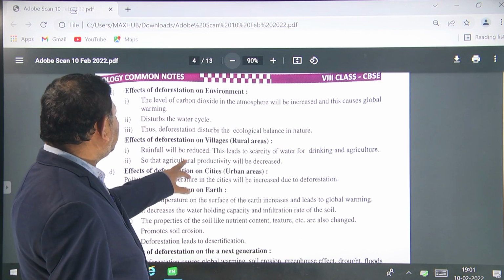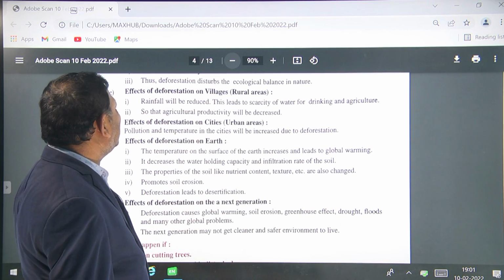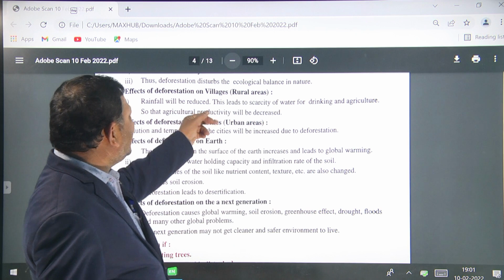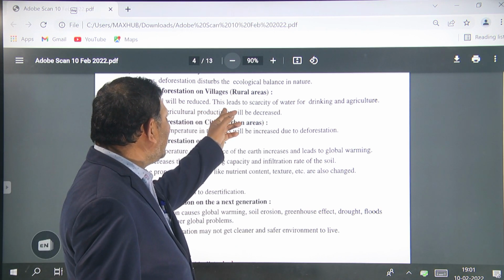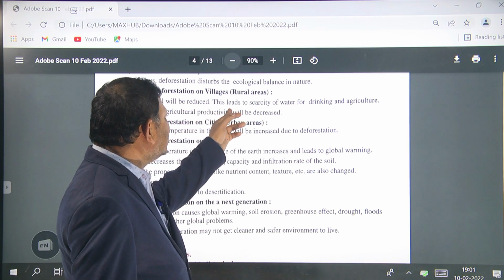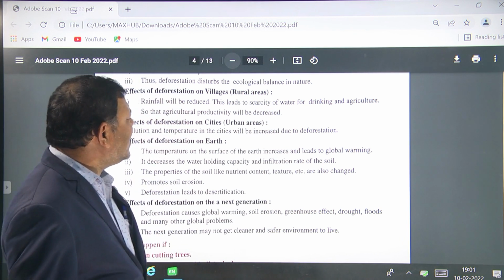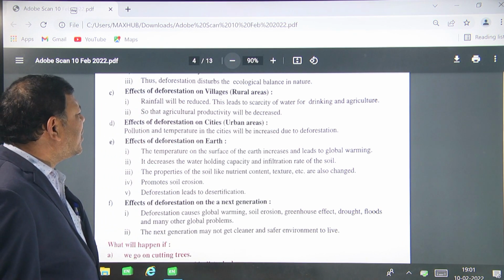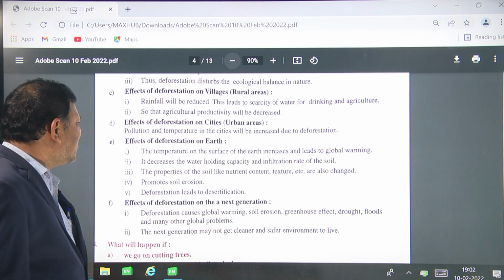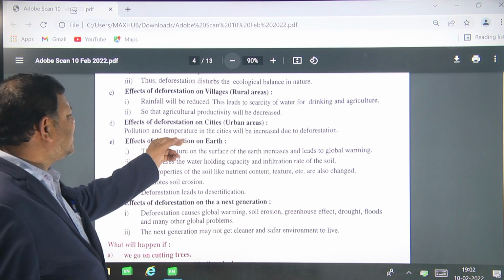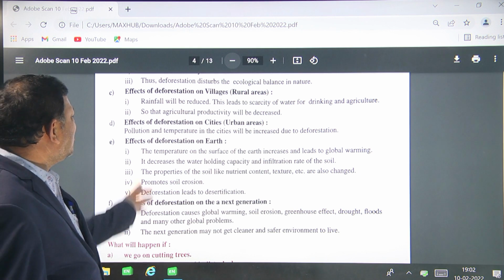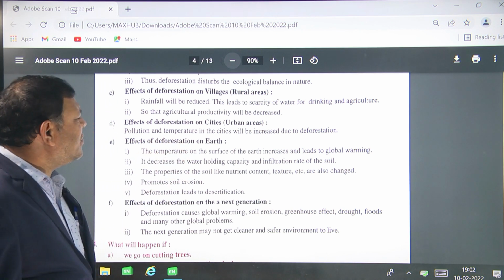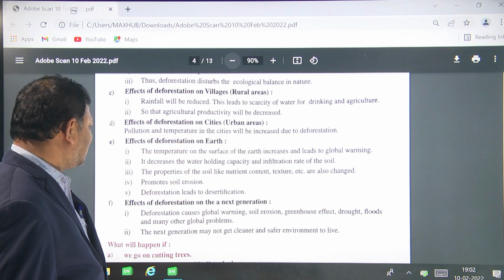Next, effects of deforestation in rural areas. Rainfall will be reduced. So when rainfall is reduced, the water for drinking and agriculture becomes scarce, and agricultural productivity will decrease. Okay, effects of deforestation in cities. Pollution and temperature in the cities will increase due to deforestation.